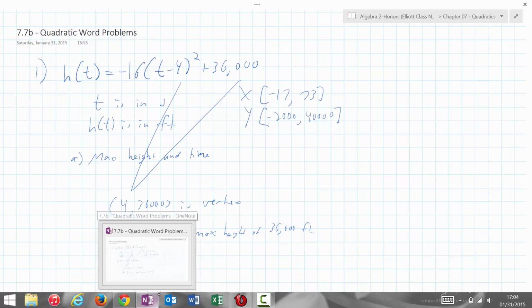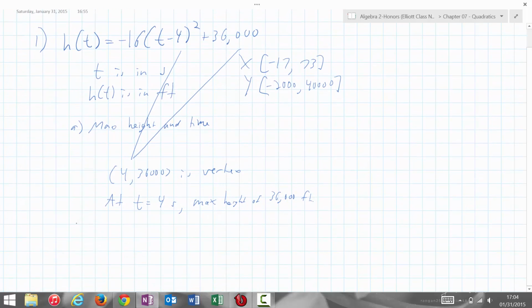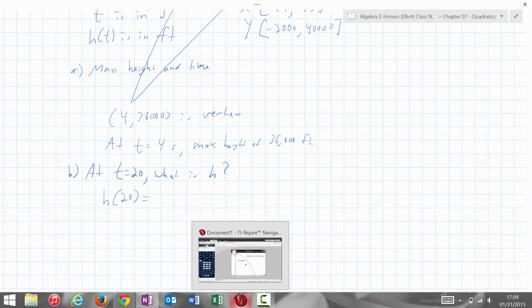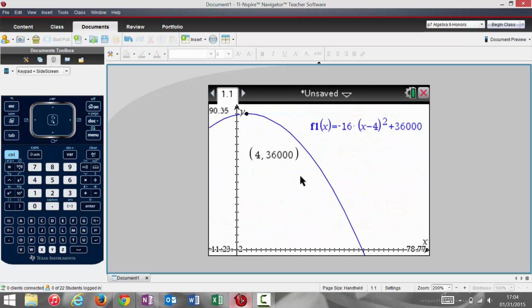Second part actually says, what is the height of the vomit comet at 20 seconds? So then I want at t equals 20, what is h? In other words, what is h of 20? So there are two ways to find that, and I'm going to show you both of them. One of them is to actually go to the graph, and let me pause while I remember this, just to make sure. Oh no, wait, I do.